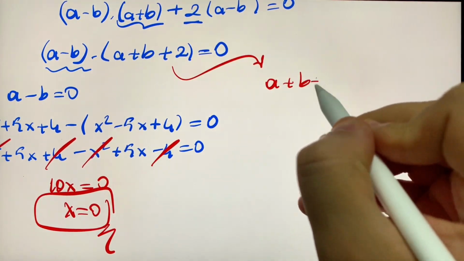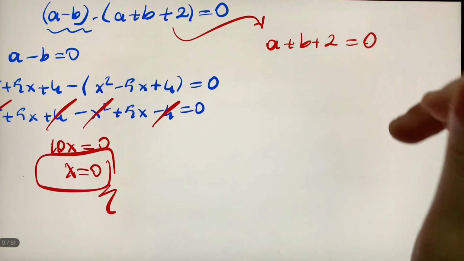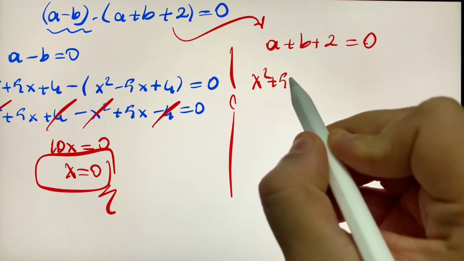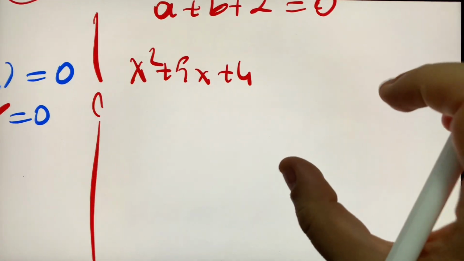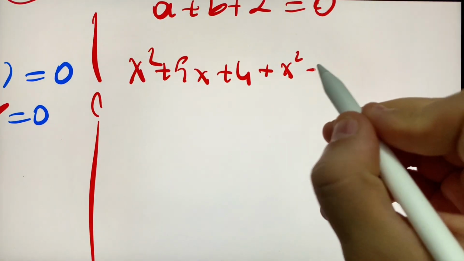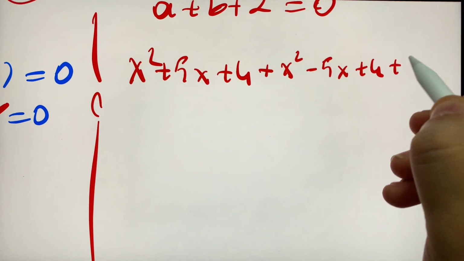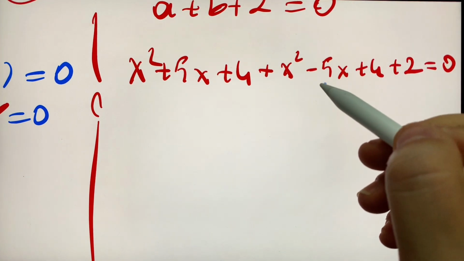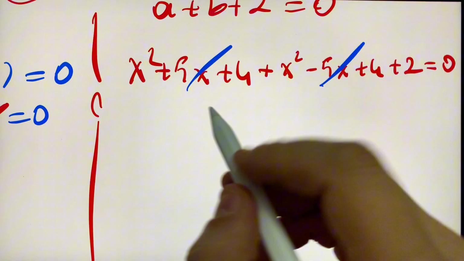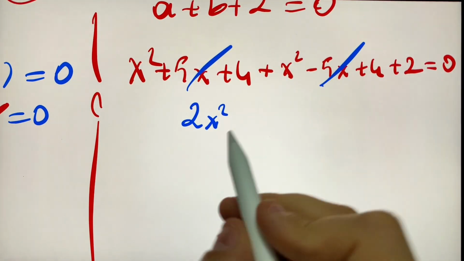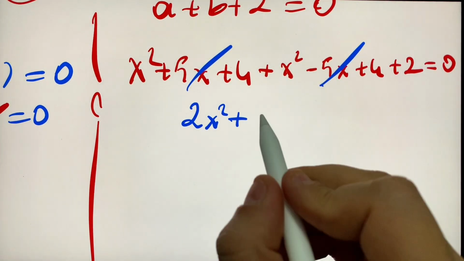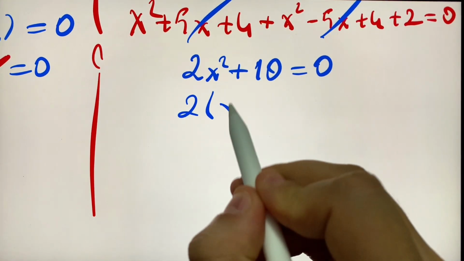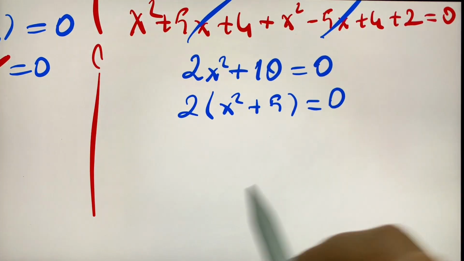Now for my second solution, let's focus on the other factor: a plus b plus 2 is equal to 0. I'm replacing a and b again. x squared plus 5x plus 4 plus x squared minus 5x plus 4 plus 2 is equal to 0. Look, if you pay attention again, the 5x terms cancel each other. What happened to x squared? 2x squared, plus 4 and 4 plus 2 equal 10. I got 2x squared plus 10 equals 0. Let's factor out 2 from this: 2 times x squared plus 5 is equal to 0.